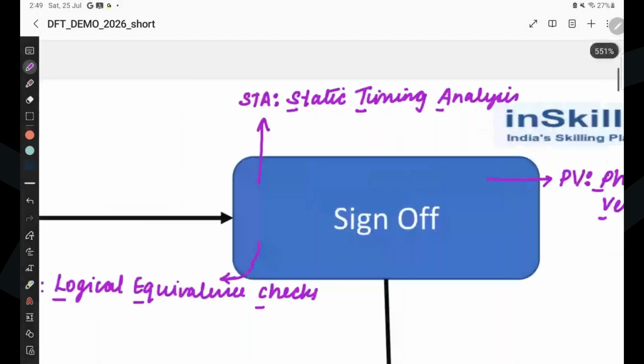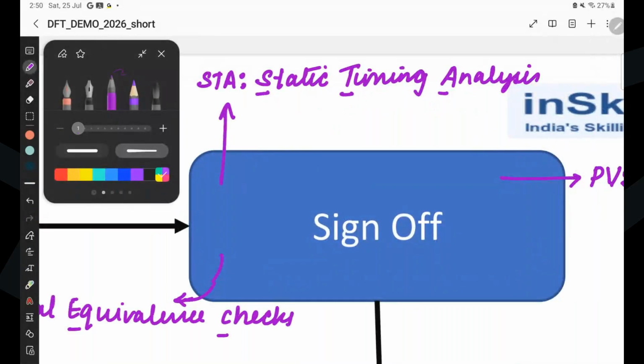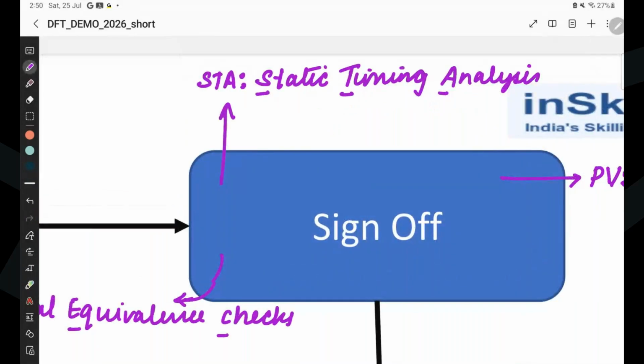So as its name suggests, it is the method of validating the timing performance of a design by checking all possible paths for timing violation.